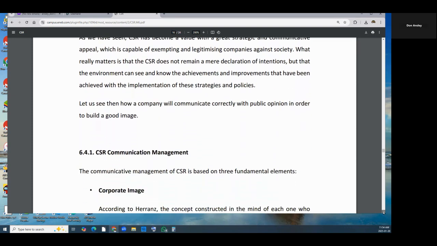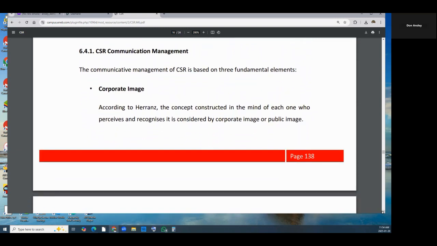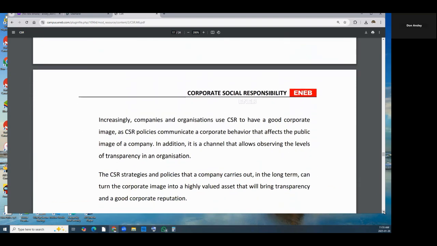Now let us see how a company will communicate correctly with public opinion in order to build a good image. CSR communication management. Communicative management of CSR is based on three fundamental principles. The corporate image, according to Herans, the concept constructed in the mind of each one who perceives and recognizes it, is considered corporate image or public image. Increasingly, companies and organizations use CSR to have a good corporate image. CSR policies communicate corporate behavior that affects the public image of a company. In addition, it is a channel that allows observing the various levels of transparency in an organization.